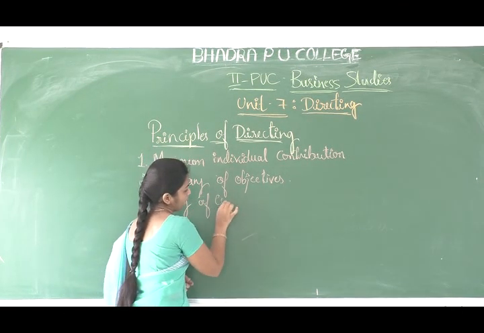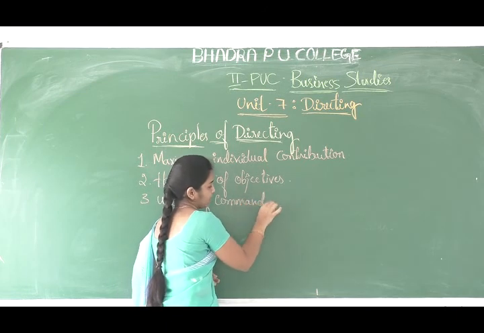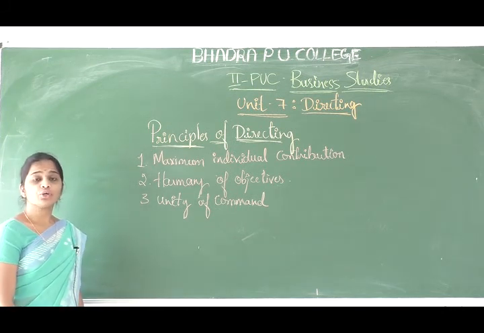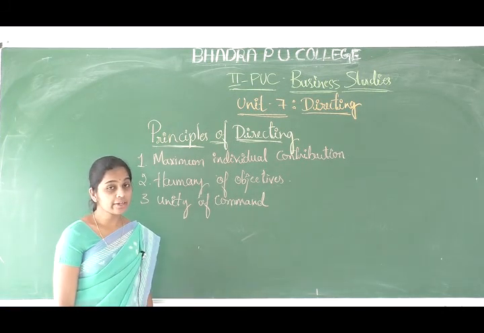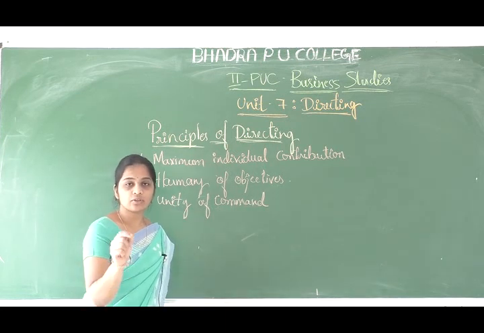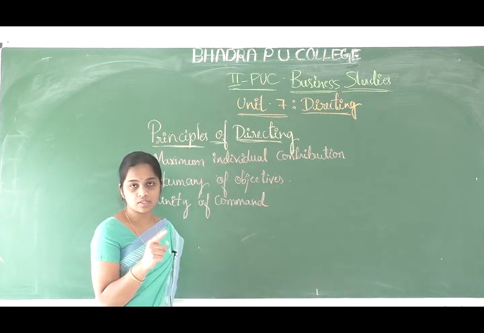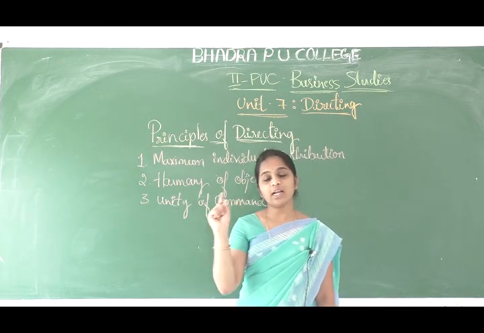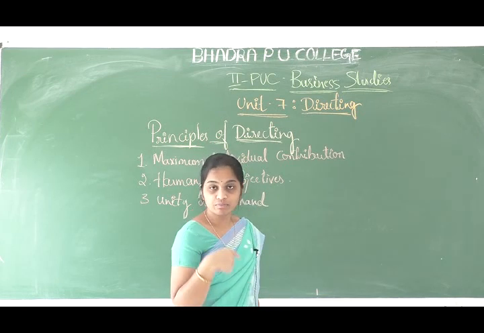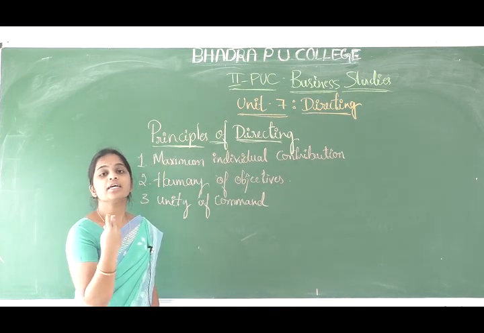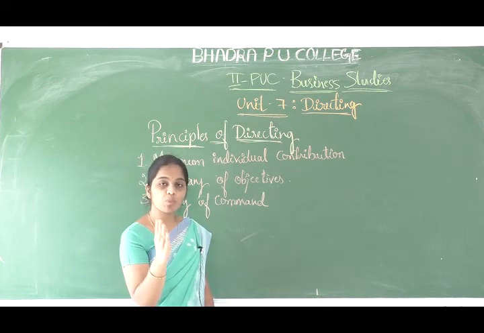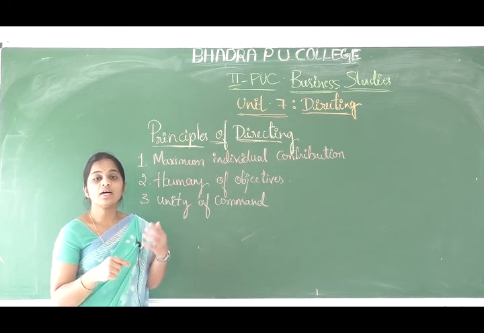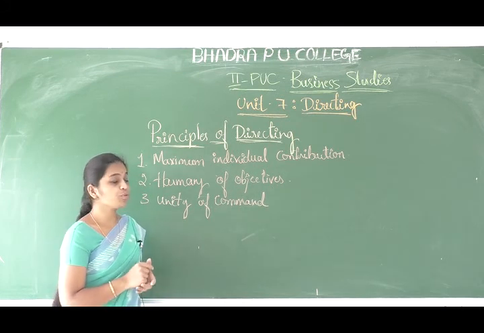Unity of command. As you know, what do you mean by the unity of command? Here there should be one person, one supervisor, who gives the instructions or guidelines to the subordinates. Or there should be one boss, and that boss should give the instruction or command to the subordinates. That is known as the unity of command.